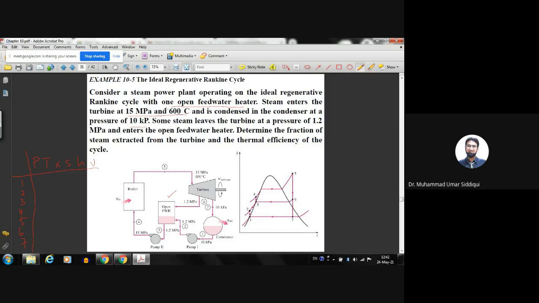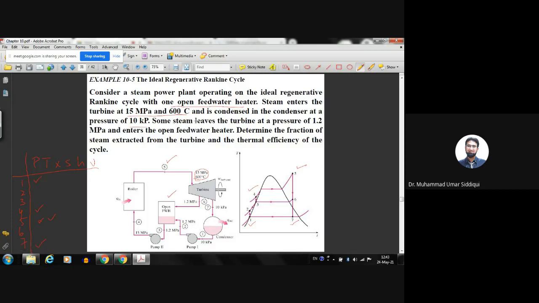Steam enters the turbine at 15 megapascal, 600 degrees centigrade. So we know the temperature and pressure at state point 5. The pressure of state 5 will be the same as the pressure at state 4, so we also know the pressure at state 4. It's condensed in a condenser at a pressure of 10 kilopascal, so we know the pressure of the condenser. If we know the pressure of the condenser, P7, that means we also know P1, because they are the same.